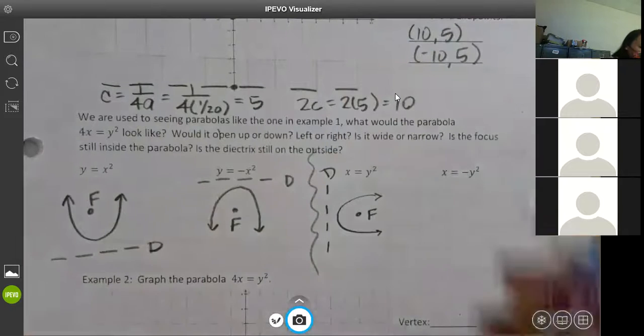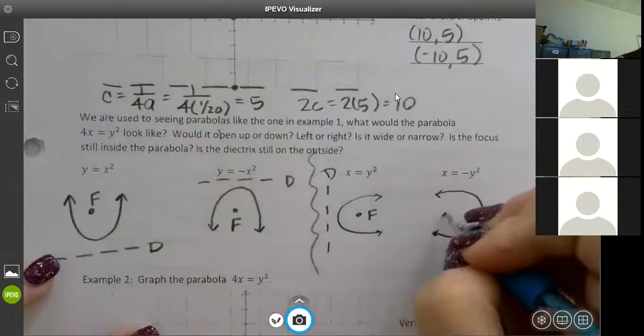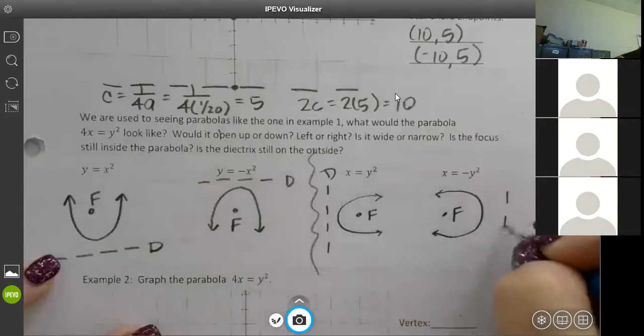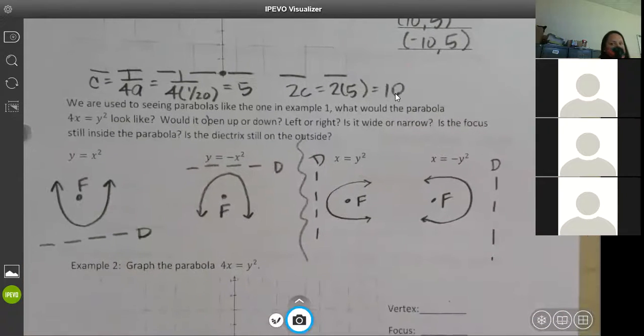All right, so the other one is going to be facing to the left. It's the exact same thing. Focus is going to be on the inside. Directrix is going to be on the outside. Guys, it's the same work, okay? The only difference is once you get your vertex, when you find that 1/4a or you find C, you're moving to the left and right instead of up and down. Everything else is exactly the same, okay?